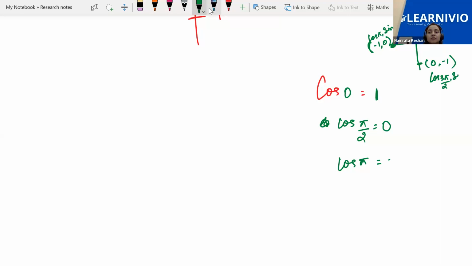-1. Cos 3 pi by 2 means zero. Cos 2 pi means 1.